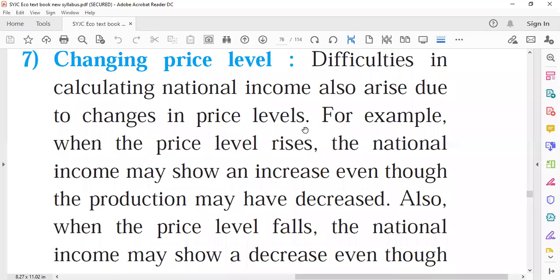Another difficulty that we face is the changes in the prices of a commodity. If the prices of goods fluctuate, the value of national income will also fluctuate. And in such a case, it is very difficult to calculate the value of national income.